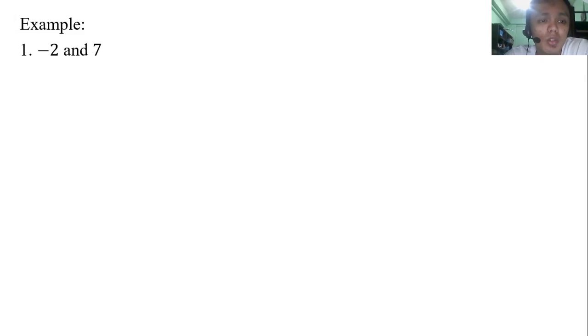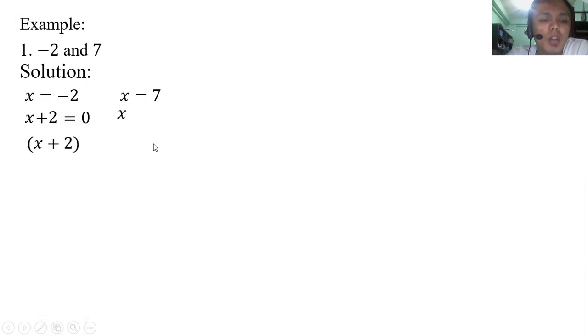Example here. Find the equation given its roots negative 2 and 7. So negative 2 and 7 are the roots of the given equation. Here, we will write the roots in this form first: x equal to negative 2 and x equal to 7, because these are the roots, therefore these are the values of x. And then we will transpose these roots to the other side. So transposing negative 2 to the other side, we have x plus 2 equal to 0. Transposing 7 to the other side, it becomes x minus 7 equal to 0.